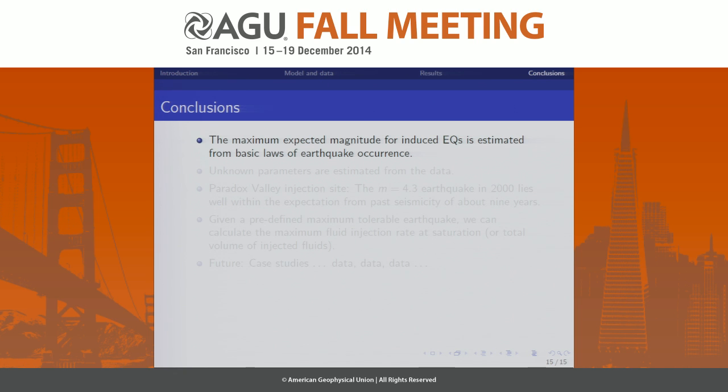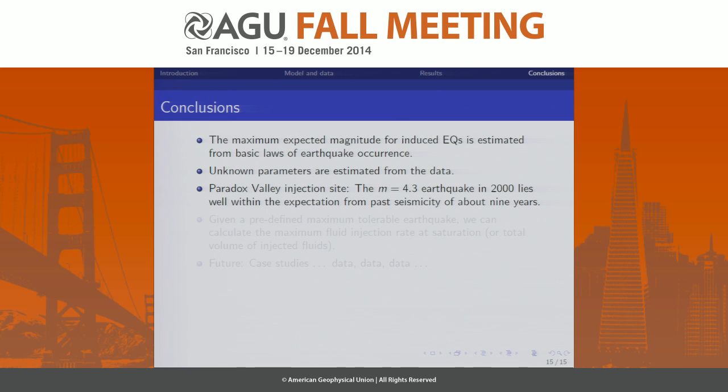What we have done here is we have estimated the maximum expected magnitude for induced earthquakes from basic laws of earthquake occurrence, namely the Gutenberg-Richter law and the assumption of a non-stationary Poisson process. All unknown parameters are estimated from the data by using Bayes' theorem. There's no free parameter. And we have found for the Paradox Valley injection site that the magnitude 4.3 earthquake in 2000 lies quite well within the expectation from past seismicity of about 9 years.